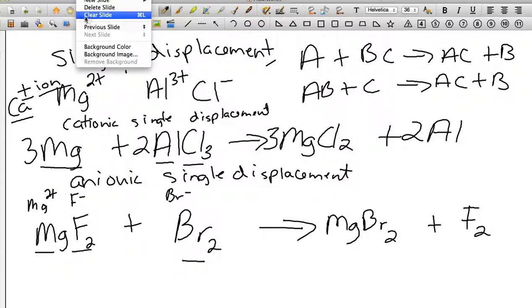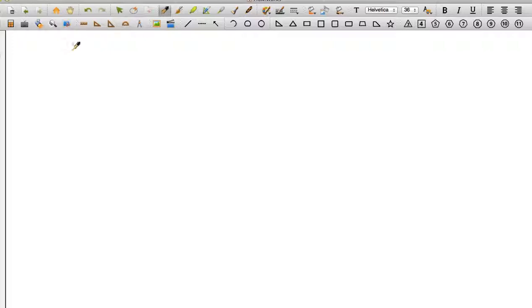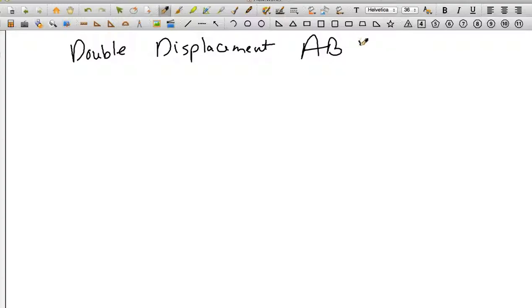Okay, last 2 things we're going to talk about here is double displacement and hydrocarbon combustion. So double displacement or double replacement means that 2 things are switching places. So we have AB plus CD, and A is going to go with D, and C is going to go with B. And there is a very specific reason that I wrote it this way and not BC.